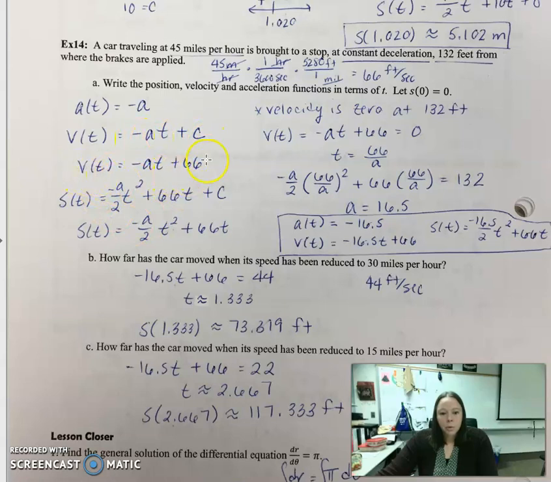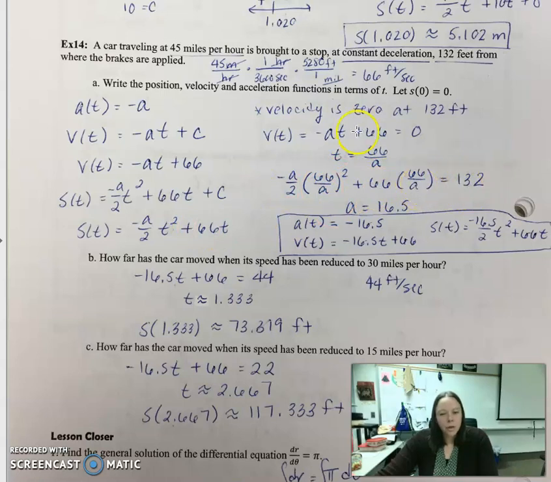And then you go through, you have your initial velocity is 66. That's the conversion, getting it into feet per second. Then did the antiderivative of that. Okay. And it said let s of 0 equal 0. So that's how that c became 0. So velocity is 0 at 132 feet. So I was able to take our velocity function, set it equal to 0, solved for t, plugged t into the position function, and set that equal to 132. So that's a little complicated.